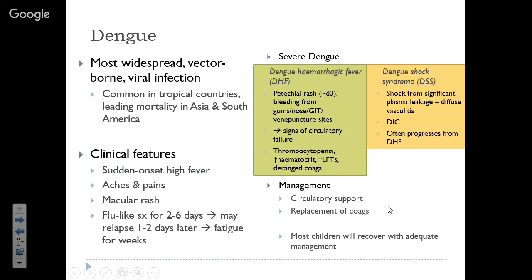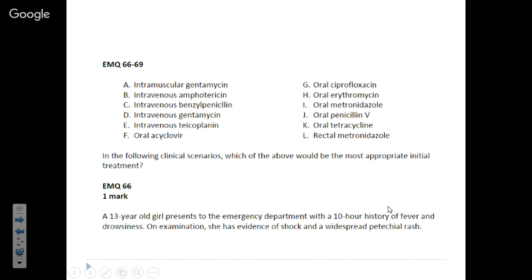Dengue is more like your flu-like illness with aches and pains, a rash, and other flu-like symptoms. Severe dengue can present with dengue hemorrhagic fever and dengue shock syndrome. But in general, the management will be supporting circulation and replacement of coagulation factors. My friend who just did an elective in Samoa did say there was an outbreak of dengue fever. So if you are considering doing an elective in Samoa, just a heads up that it does exist. But in terms of exams, it's probably not going to be too examinable.